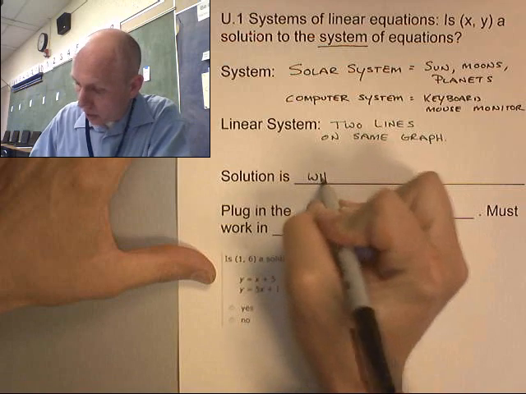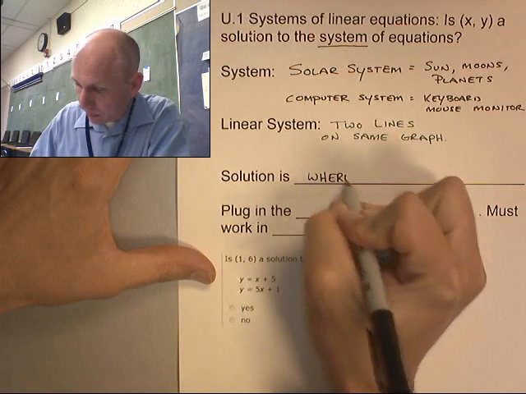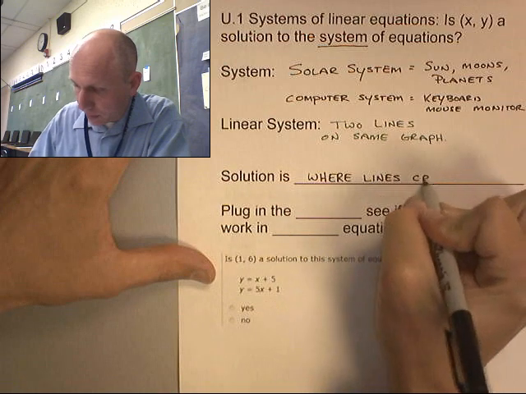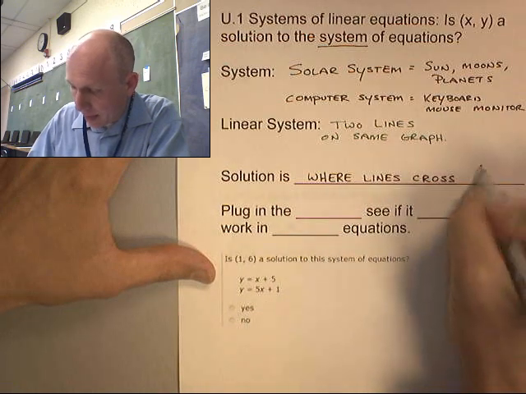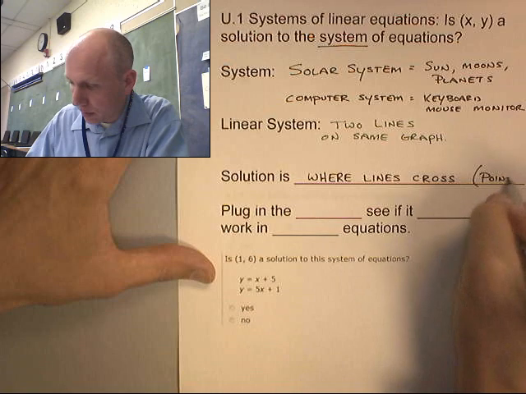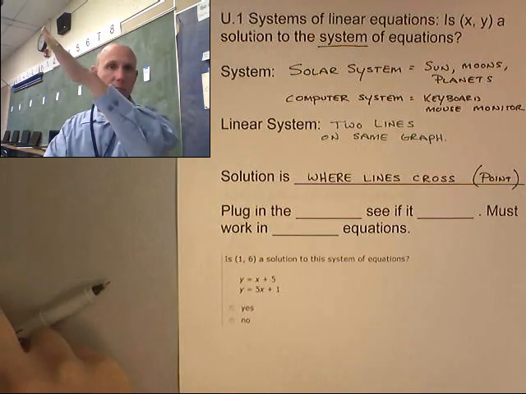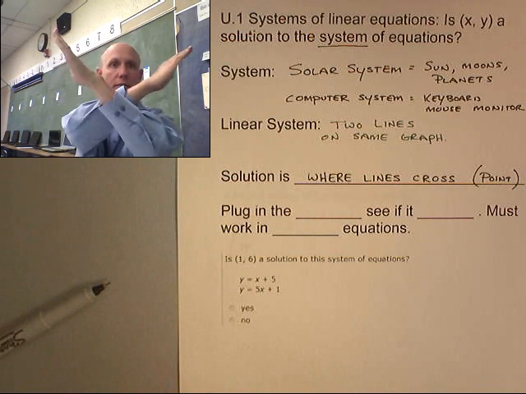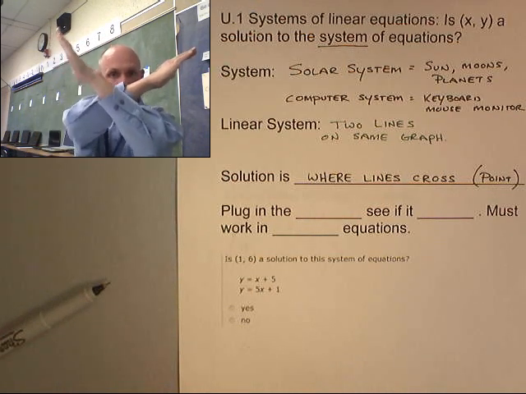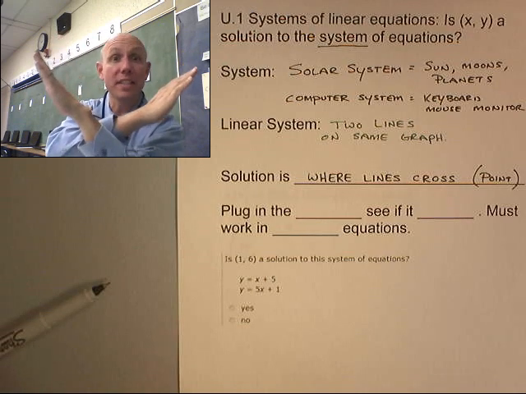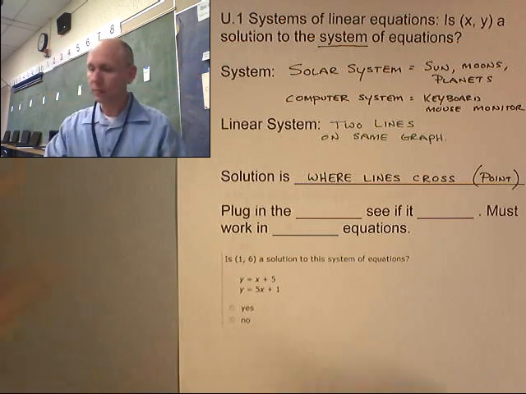Solution is where lines cross. And they cross at a single point. So if I have a line here and I have a line here, the solution is right there where the two lines come together. It's that point where the lines come together.